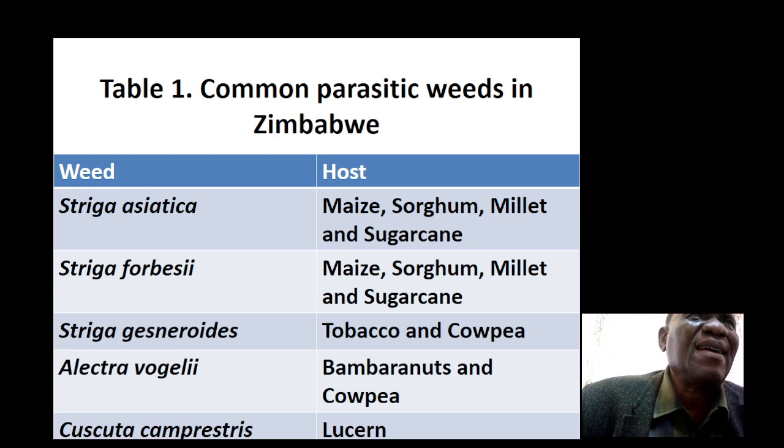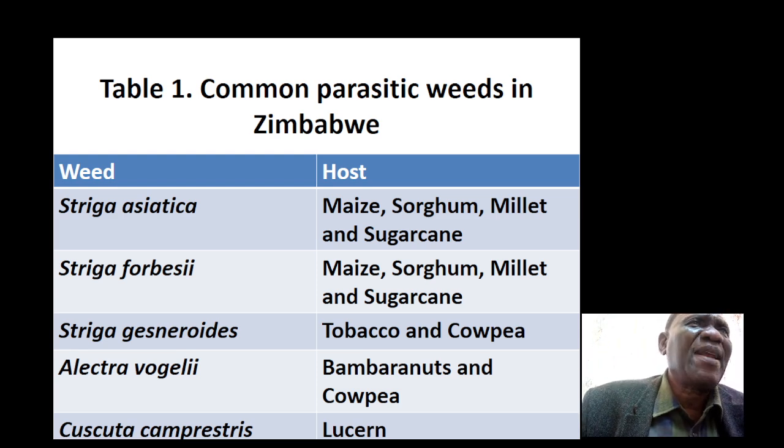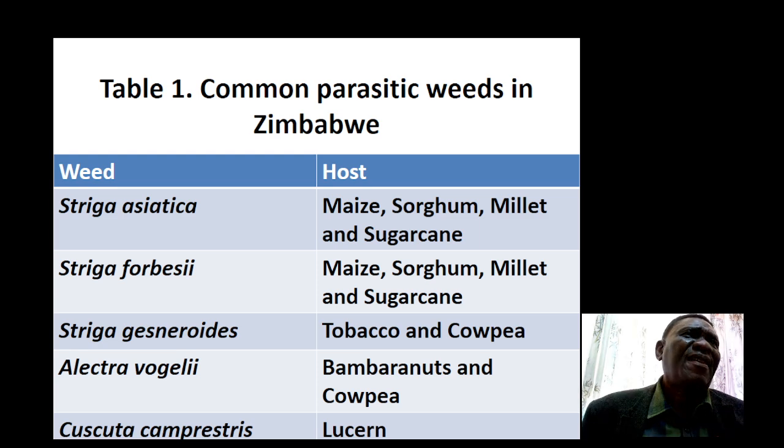Here we do have parasitic weeds and their hosts. Number one, Striga asiatica. It can parasitize maize, sorghum, millet, and sugarcane. This also same applies to Striga forbesii. In Zimbabwe, we've got these two weeds which can affect our cereals. This one is mostly found on red soils, the Striga forbesii, but Striga asiatica is found on every soil type.